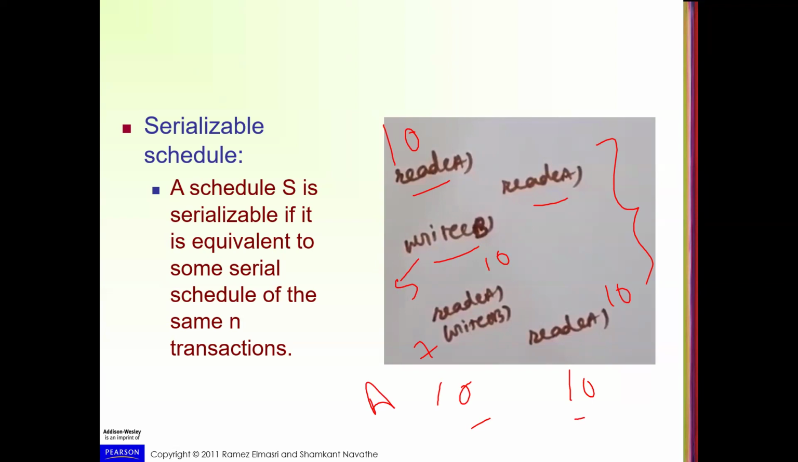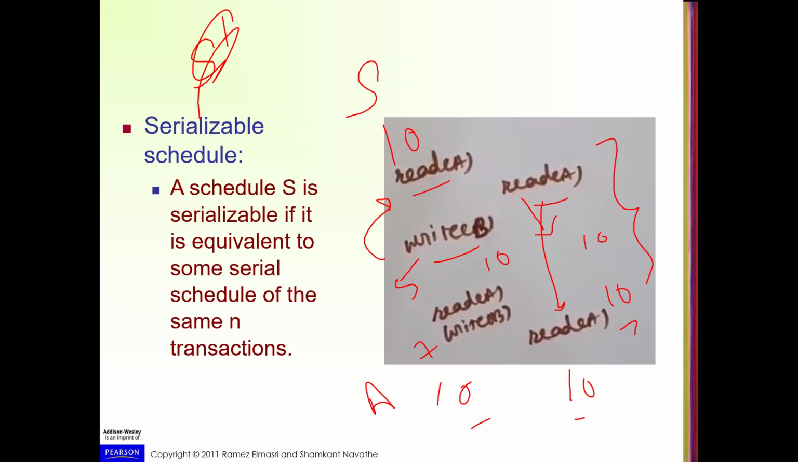Now let us talk about another schedule, S1. Here I do the write first and then I push this read here. Again, it will be 10 only, right? If I push all these reads to the end, it will be 10 only. So changing the order of operations of two different transactions is still producing the same result.